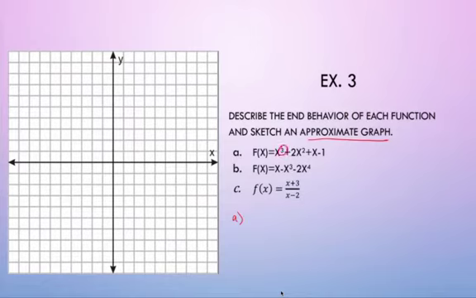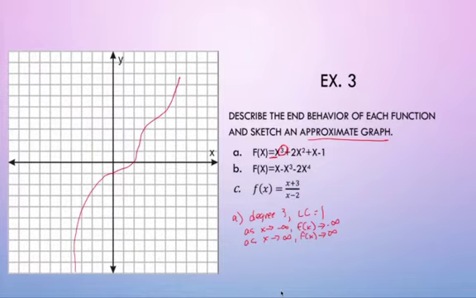The degree is 3. The leading coefficient is positive 1, so it's going to be as x approaches negative infinity, f of x approaches negative infinity, and as x approaches positive infinity, f of x approaches positive infinity. So it maybe looks like that. I don't know.